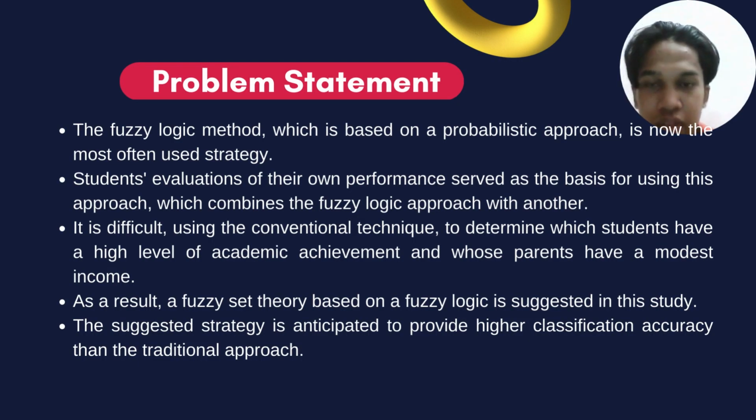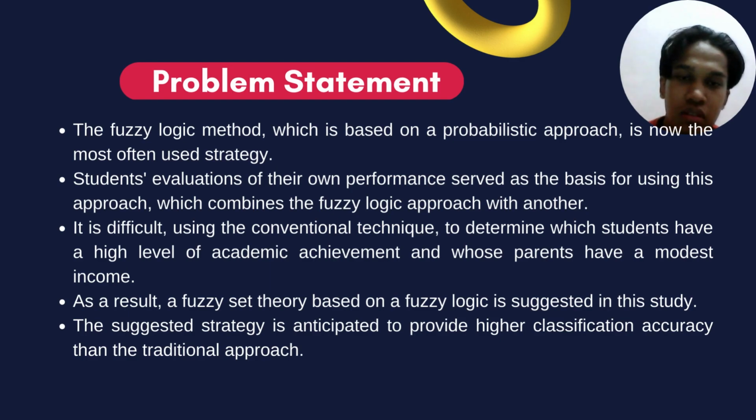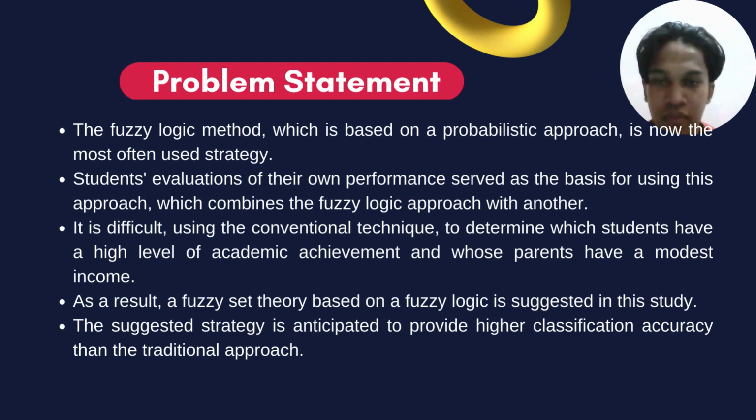So the problem statement: the fuzzy logic method, which is based on a probabilistic approach, is now the most often used strategy. Students' evaluation of their own performance serves as the basis for using this approach, which combines the fuzzy logic approach with another. It is difficult using the conventional technique to determine which students have a high level of academic achievement and whose parents have a modest income. As a result, a fuzzy set theory based on fuzzy logic is suggested in this study. The suggested strategy is anticipated to provide higher classification accuracy than the traditional approach.